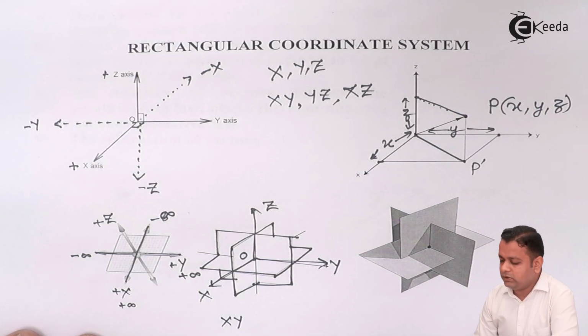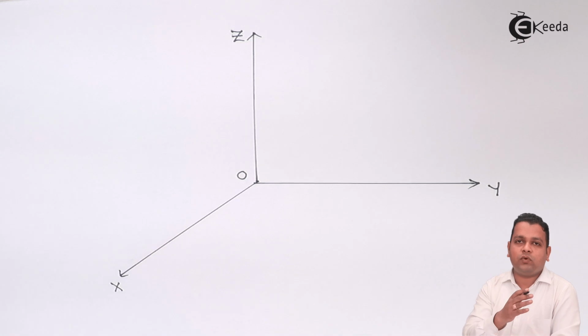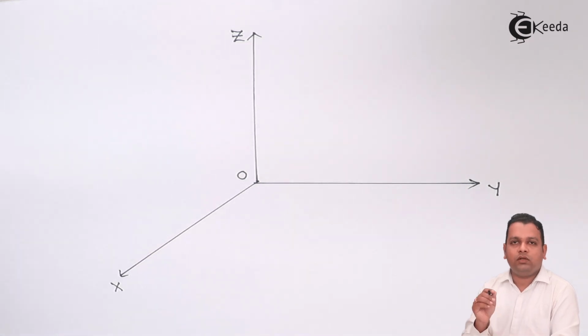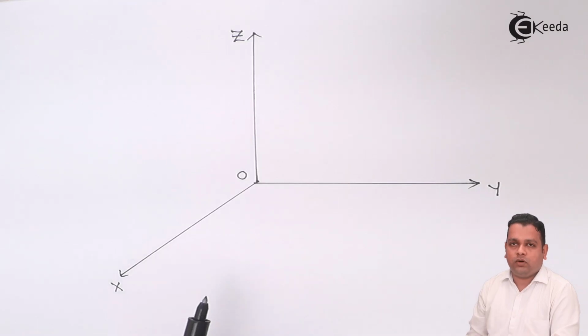Now in the rectangular coordinate system, we have seen how to locate a point P having the coordinates x, y and z. So these small x, y and z can have any constant or real number values, maybe positive or negative. These are the distances covered by the point P in three-dimensional space from the origin with respect to the capital XYZ axes.